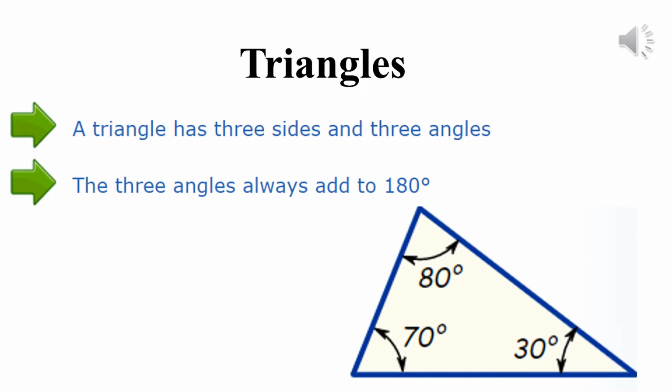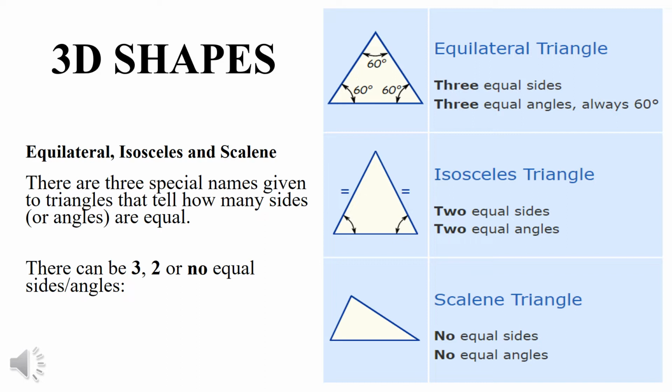Triangles. A triangle has 3 sides and 3 angles. The three angles always add to 180 degrees. Types: equilateral, isosceles, and scalene. There are three special names given to triangles that tell how many sides or angles are equal. There can be 3, 2, or no equal sides or angles.